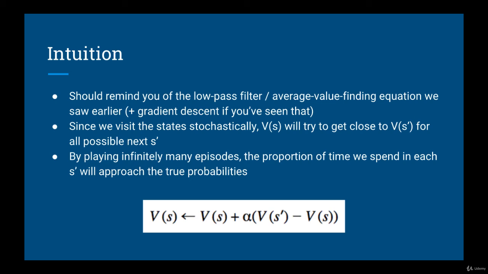However, with reinforcement learning, there are multiple possible next states, so there are multiple S primes. So by doing this update equation multiple times, we're pulling V of S in multiple different directions all at once. The idea is that by playing infinitely many episodes, the proportion of time we spend in S prime will approach the true next state probabilities.